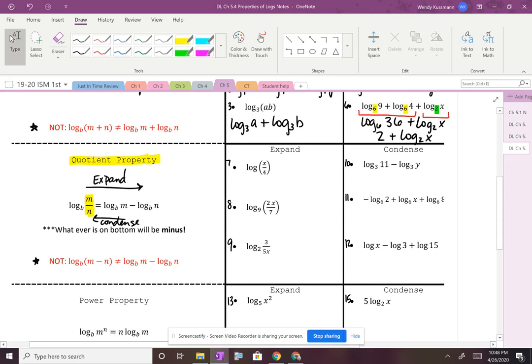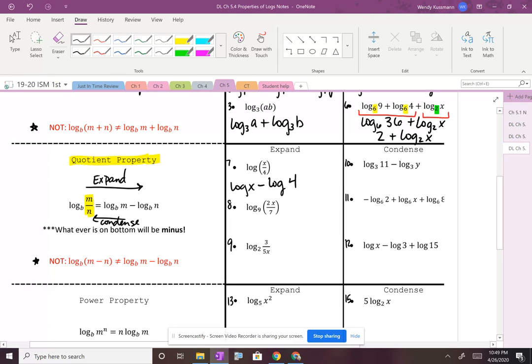Expanding, number 7, expanding log of x over 4. Now, something to note is that, again, this doesn't have a base under it. It's understood base 10. So this is our common logarithm. This is division in the argument, so we're going to expand it into subtraction. The thing on the top is going to have a plus sign or be positive. So log of x minus the thing on the bottom, which is going to have a minus sign, log of 4. That's basically it.